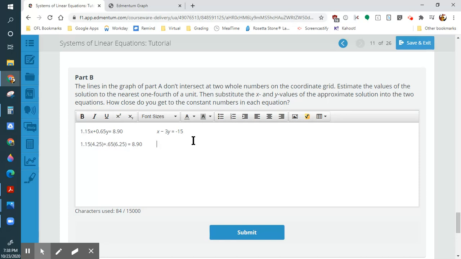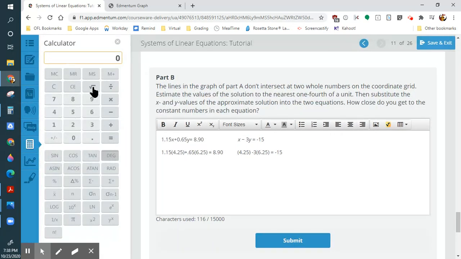So I'm going to plug in my x, which is 4.25 is what I'm guessing. And then for my y, don't forget my minus 3. Put some spaces here to make it easier. Minus 3 times, what's our y? 6.25. And they're saying this should be really close to negative 15. So let's do this. I'm going to use the little calculator here. You don't even have to go that far for it. You can just use this calculator.